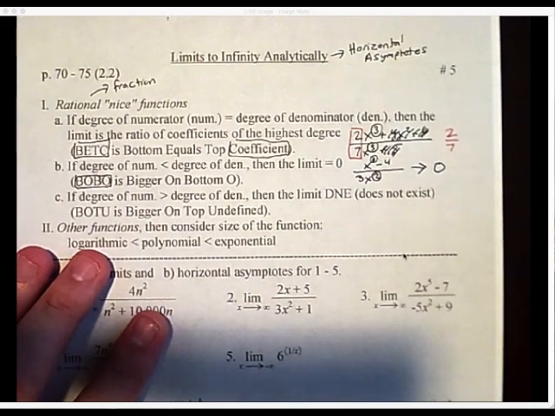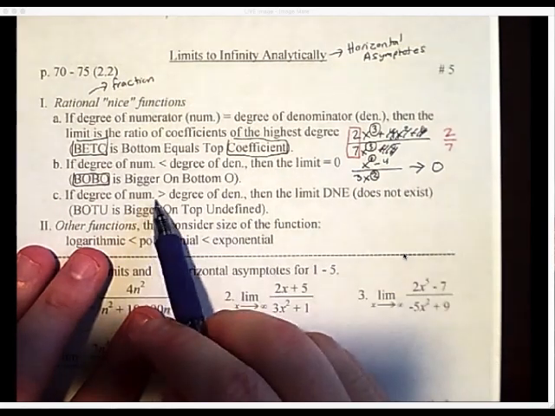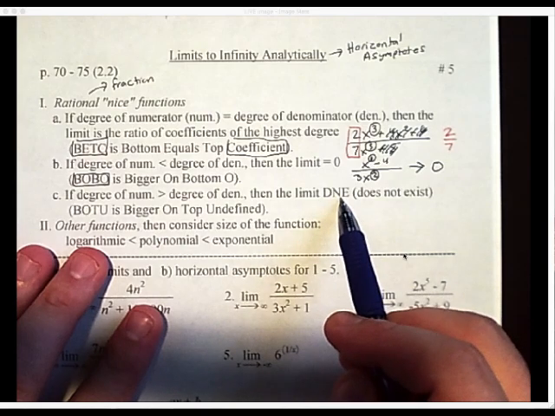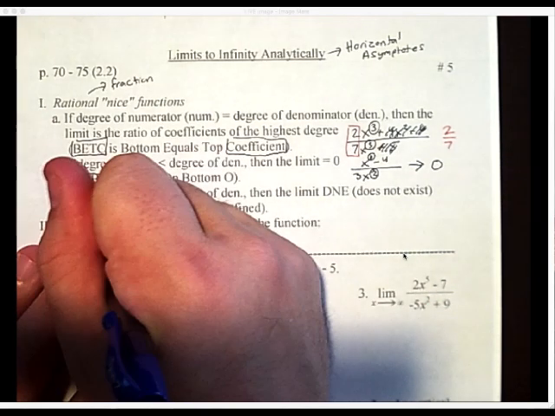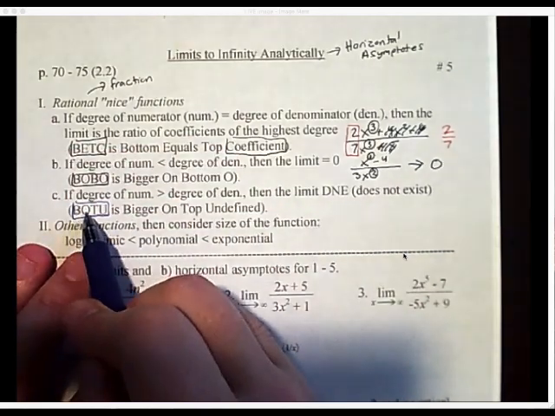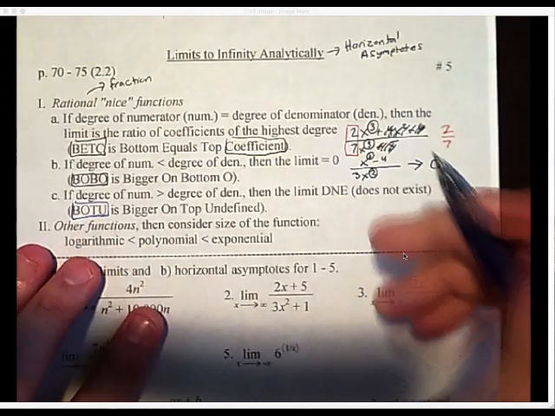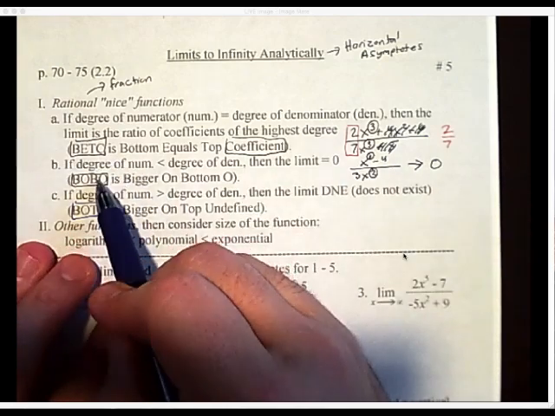And part C, if the degree of the numerator is greater than the degree of the denominator, then the limit does not exist. The way we remember that is BO2. If it's bigger on top, then the limit is undefined or does not exist. So remember BETC, BOBO, BO2.